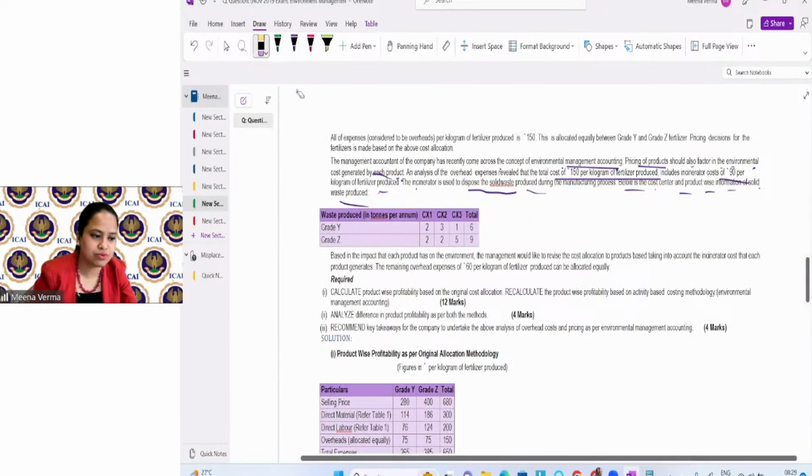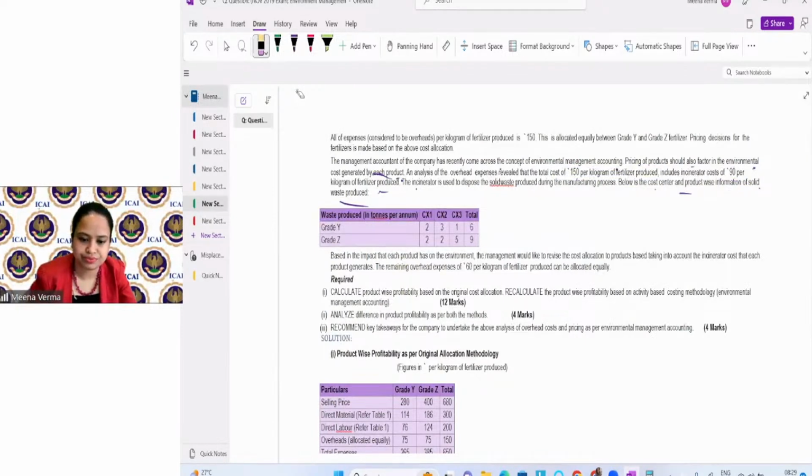The total cost is what? What is the total environmental cost? 150. Total cost is rupees 150. All right. An analysis of overhead expenses revealed the total cost 150 per kg of fertilizer produced. So this cost will include what? Incinerator cost, which is rupees 90. So the other cost will be 60.